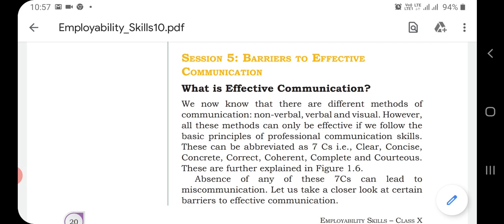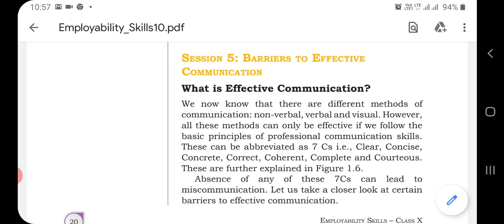So what are those 7 principles? Those are clear, concise, concrete, correct, coherent, complete and courteous. These are further explained. We are going to see it in somewhat depth, which is given further. Absence of any of these 7 C's can lead to miscommunication.